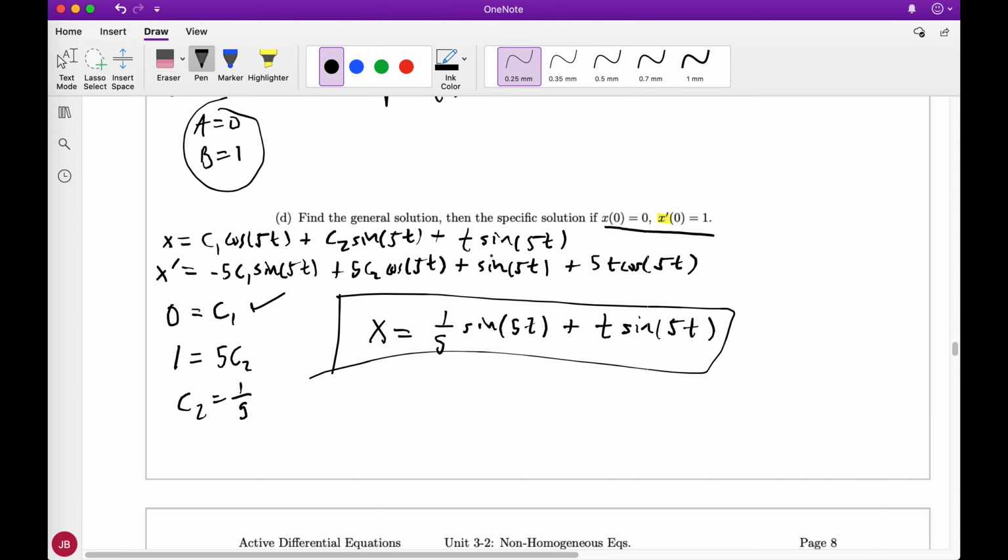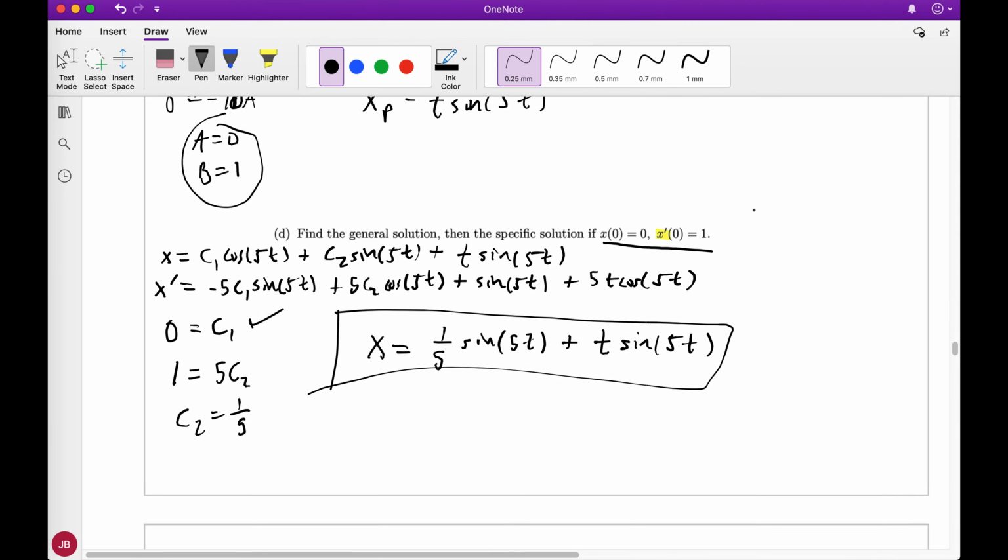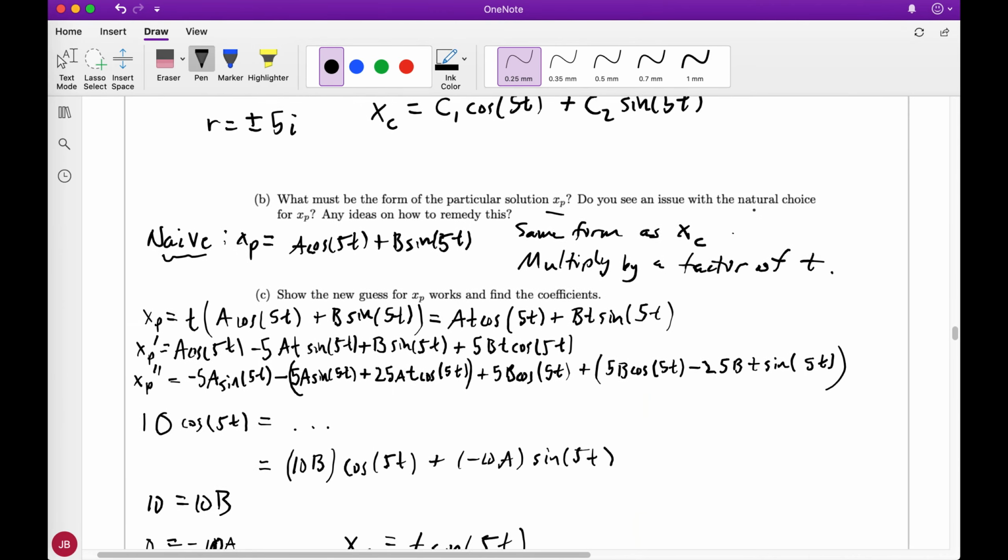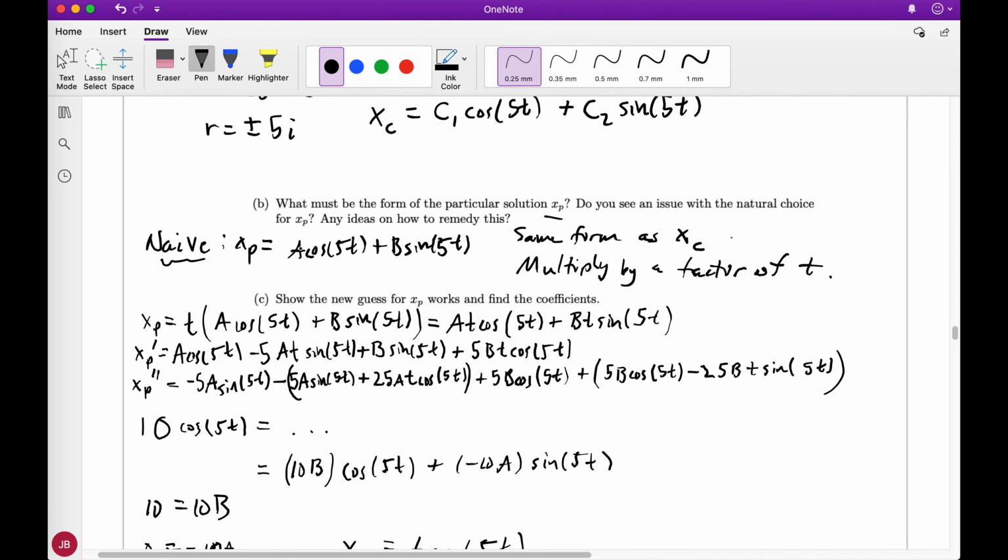All right, so the big takeaway from this page here is that if your particular solution has anything in common with your complementary solution, you multiply it by a factor of t. Okay, this is maybe the biggest takeaway from this page, because all the rest of this we've done a million times before, but this right here. All right, so put stars around it, whatever you need.